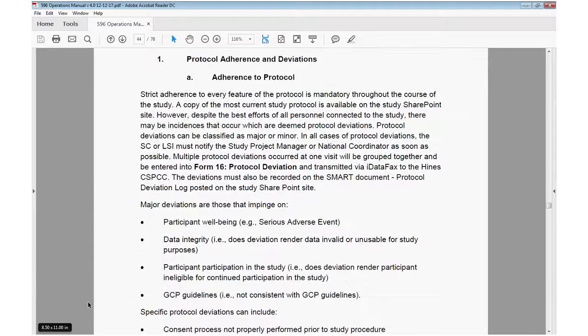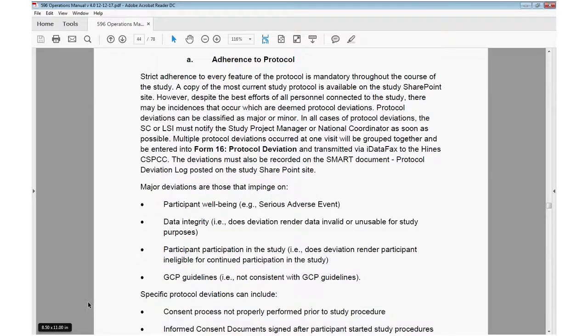Major deviations are those that impinge on a participant's well-being, for example, a serious adverse event. Data integrity: does the deviation render the data invalid or unusable for study purposes? Participants' participation in the study: does the deviation render the participant ineligible for continued participation in the study? CSP guidelines: is it or is it not consistent with CSP guidelines?